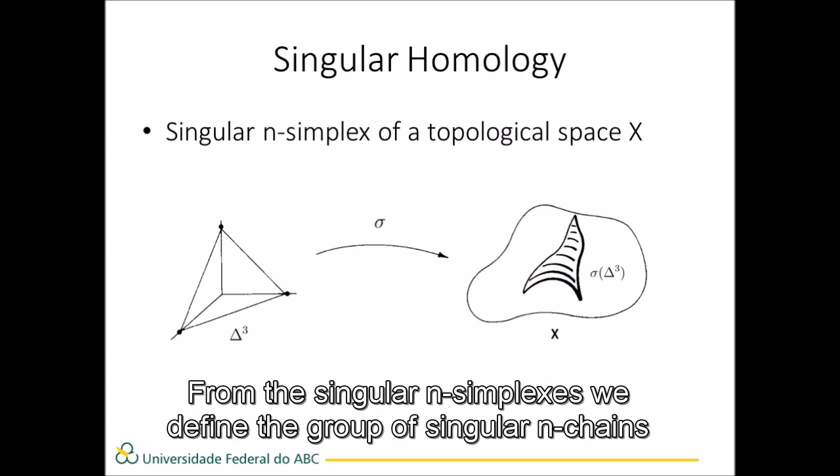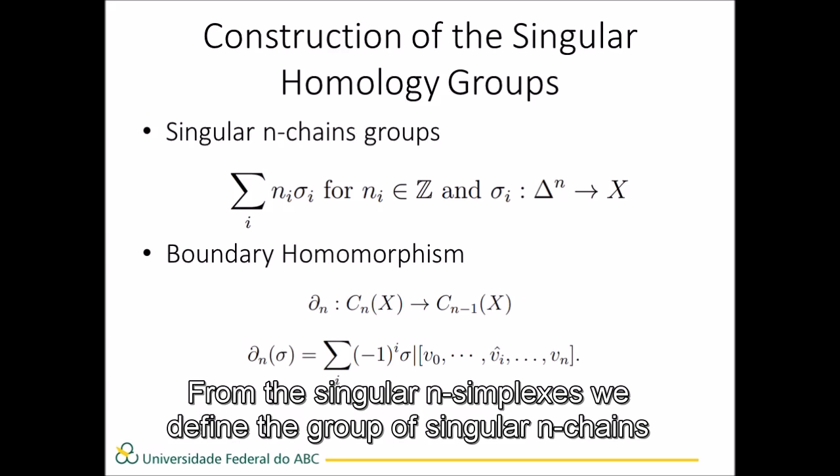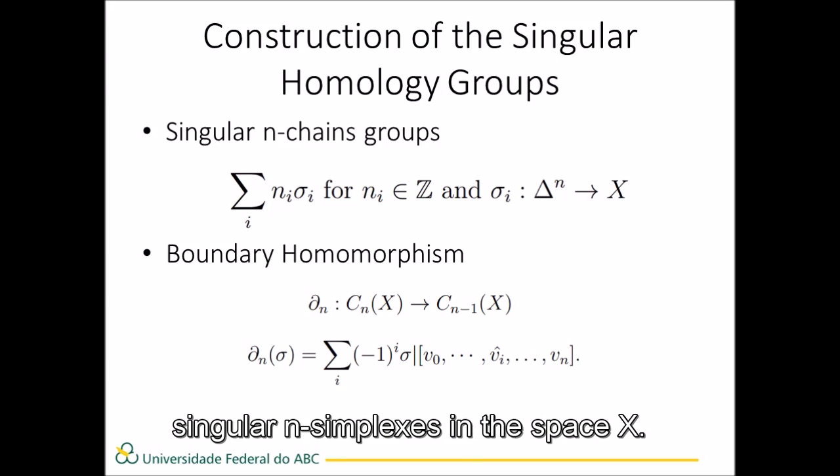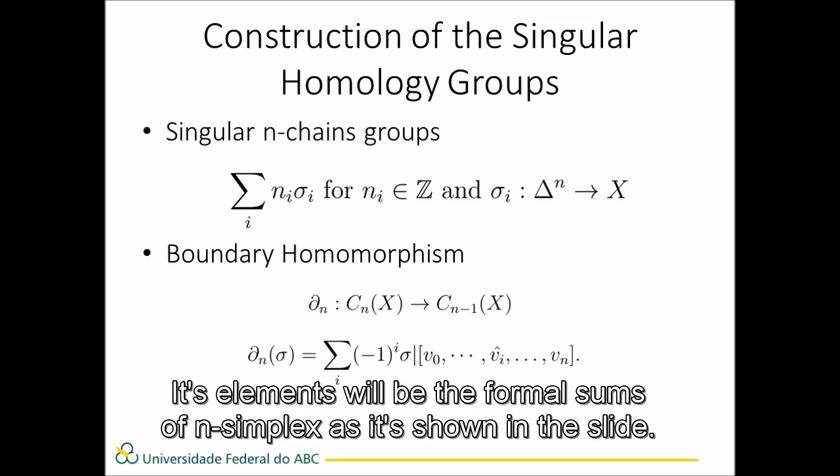From the singular n-simplexes, we define the group of singular n-chains as the free abelian group C_n(X) with basis consisting of all the singular n-simplexes in the space X. Its elements will be the formal sums of n-simplexes, as shown in the slide.